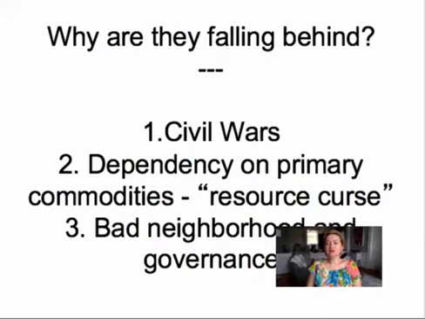So why are they falling behind? 3/4 of the people in the bottom billion have recently been through, or are still in the midst of, civil wars. These wars usually last for years. So Yemen can be one of these countries. Congo is another example of a country that has been ravaged by conflict.